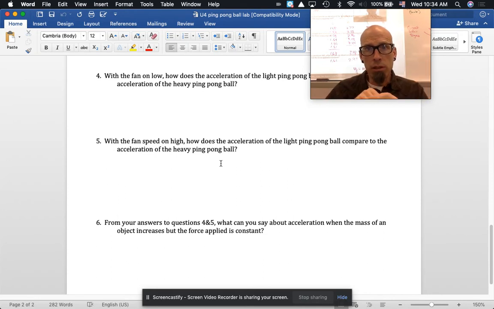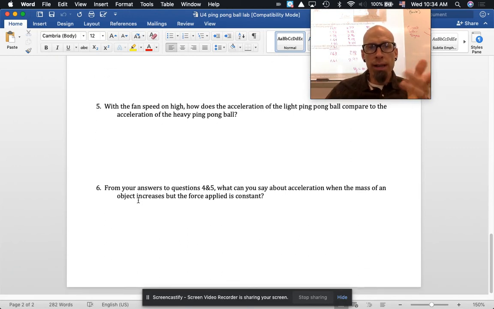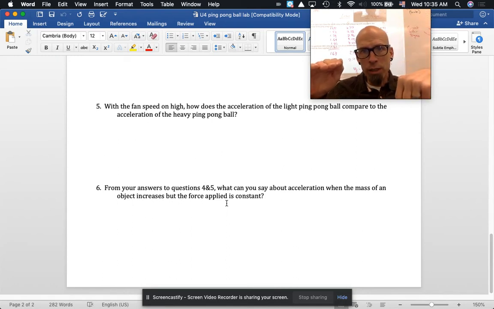Again, the light one was faster because the less mass made for more acceleration when the force was the same on each of them. So, from your answers to questions 4 and 5, what can you say about acceleration when the mass of an object increases, but the force applied is constant? So the mass of the object goes up, force stays the same, the acceleration is going to decrease. I hope that's what you observed. That's what we just found out.